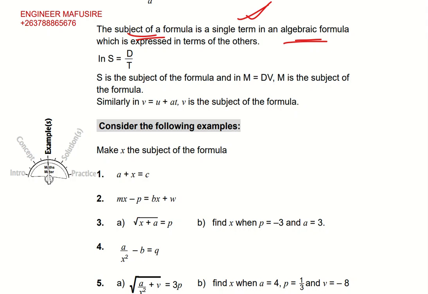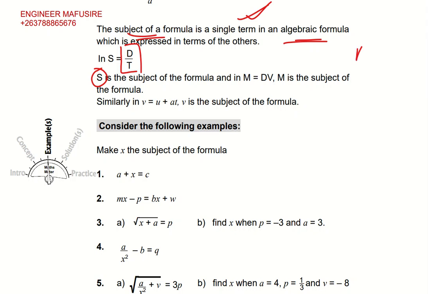Saka patenge chiti ita the subject of the formula, tiri kuti tsvaga term racho iro asi rinenge riri expressed in terms of ma other terms. For example, wakanzi speed is equal to distance over time, which means speed wako, which is the s, ndiye anenge ari the subject of the formula, asi achishandiswa mamwe materms which is distance netime. So s is the subject of the formula.